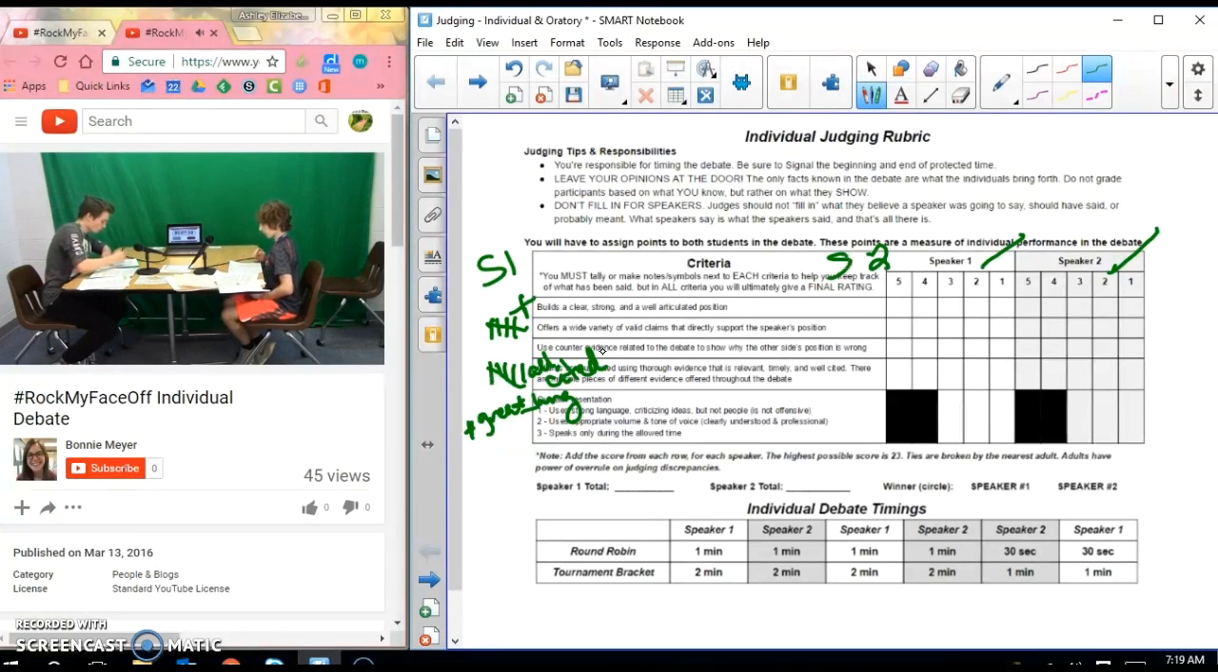I negate the resolution that globalization does more harm than good. Whenever you said that non-renewable resources are being used up more than ever because of globalization, well, globalization can help that. We're able to transport different items and resources that can help stop non-renewable resources from being overused.